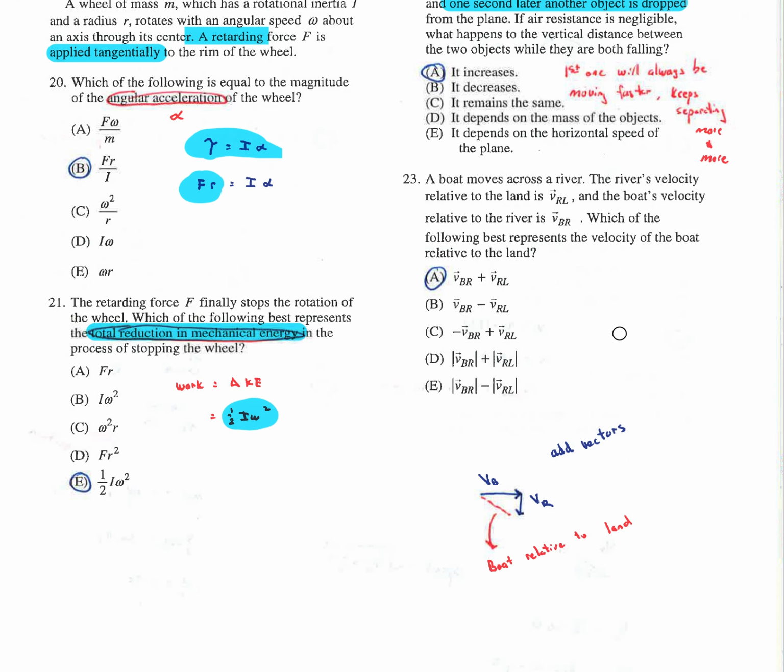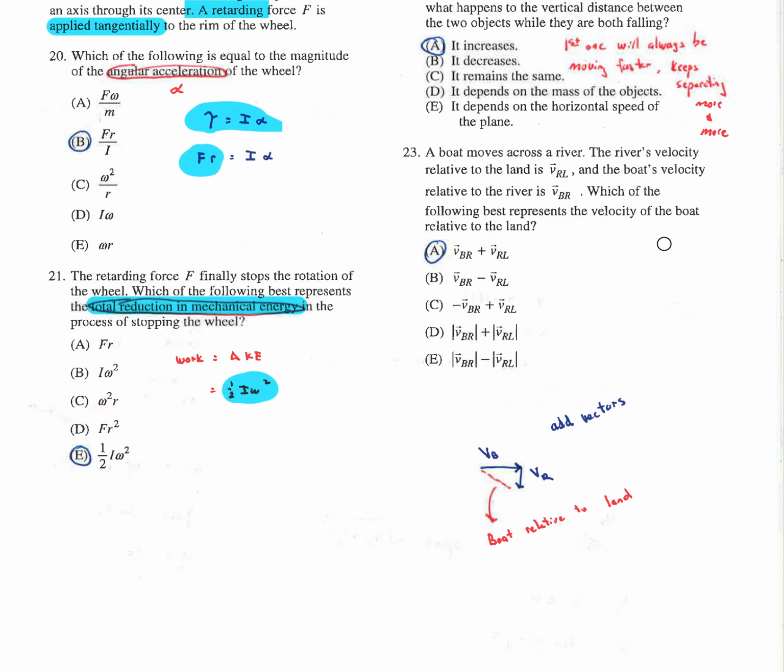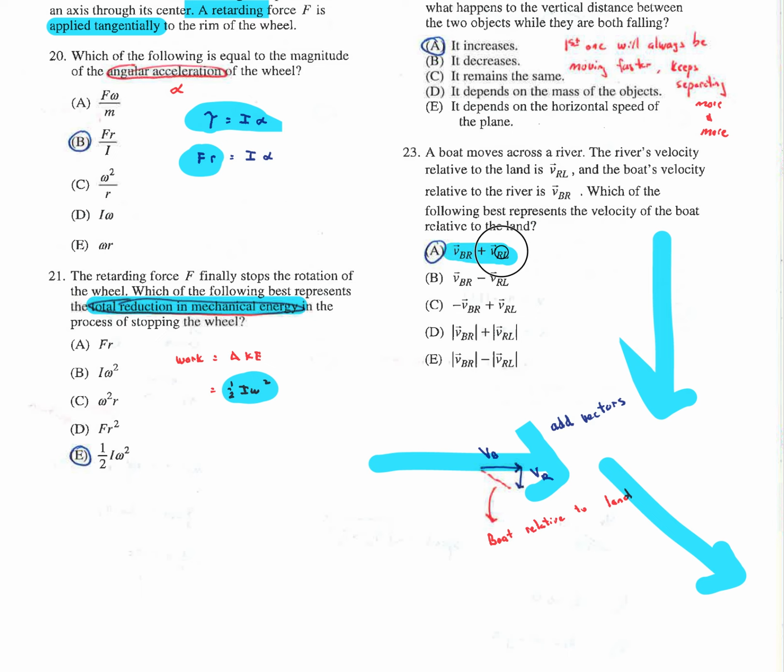This one's really wordy, but it's just how we add vectors. Right? This is like a current. The river is going this way. The boat is going this way. When you enter that thing, now you're going like this. And what represents the velocity of the boat? You would add those vectors together.